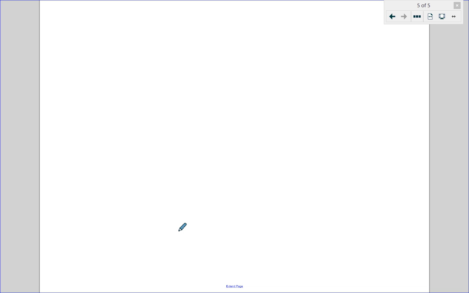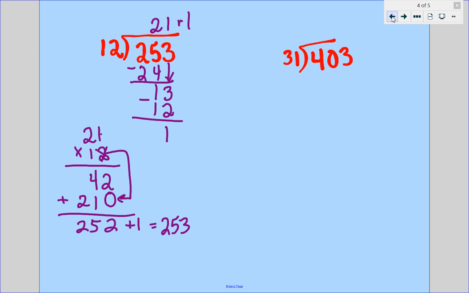All right, one last practice one. So this one, I want to say how many 3s can I get out of 4? I can get 1. 1 times 31 is 31. Subtract, cross out my 4, make it a 3, this becomes a 10. 10 minus 1 is 9. Bring down my 3. Now I'm going to ask myself, how many 3s can I get out of 9?